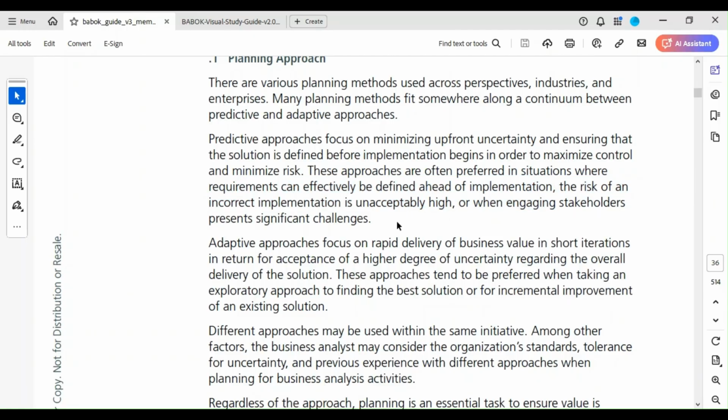So now it tells you that the predictive approach focuses on minimizing upfront uncertainty. That's why they want to know what will happen from now till they finish. Okay, they are risk averse, like they don't want to take risk. We want to know what would happen at each point.